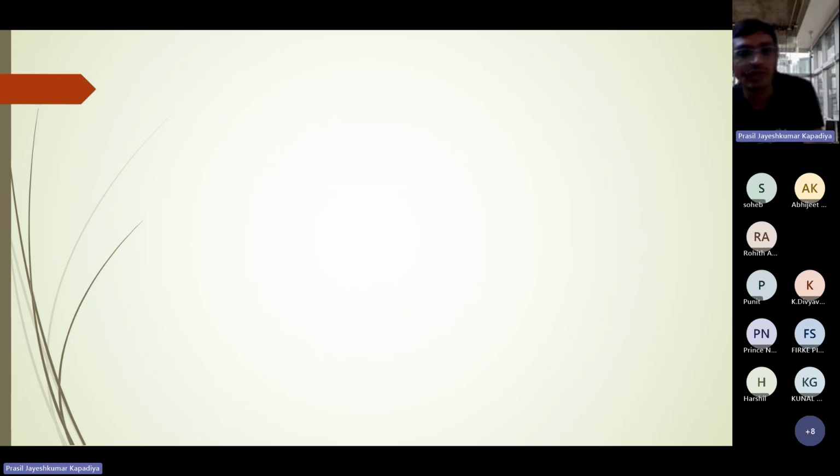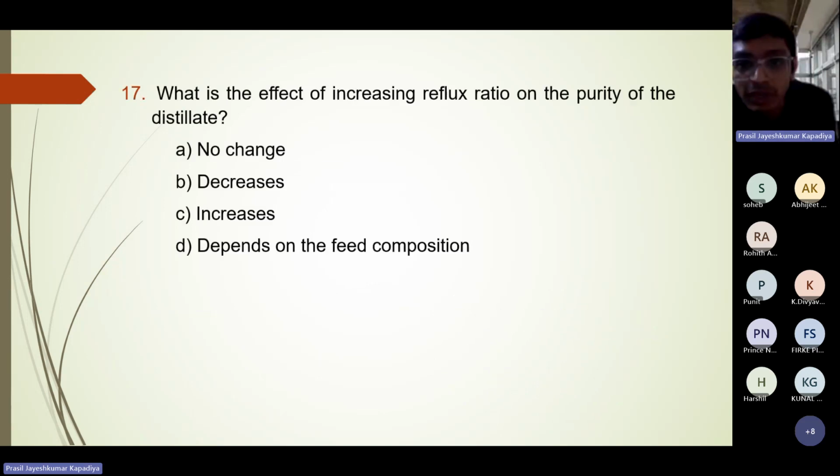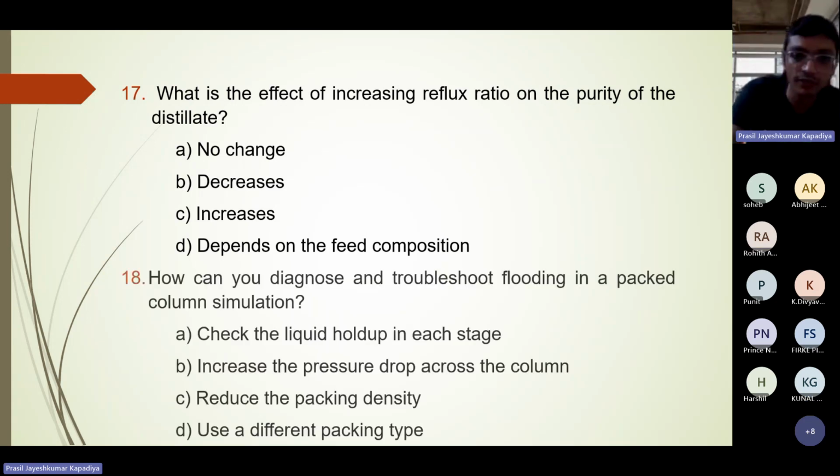So all are correct. Now next, what is the effect of increasing reflux ratio on purity of the distillate? Purity increases. Yes, purity increases with increase in reflux ratio.